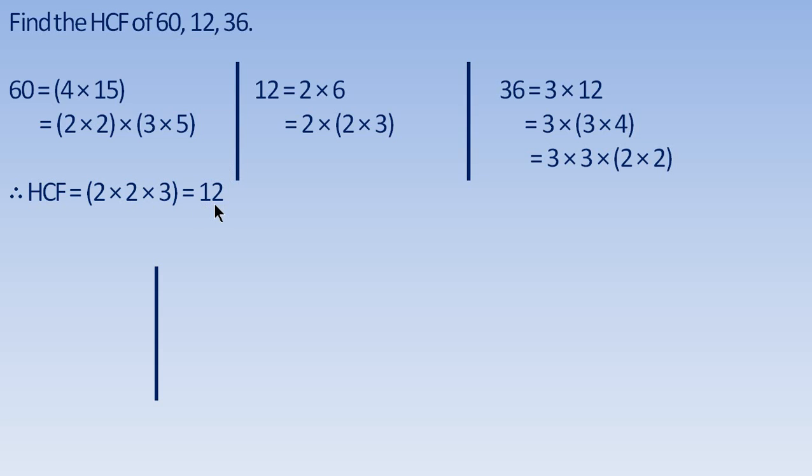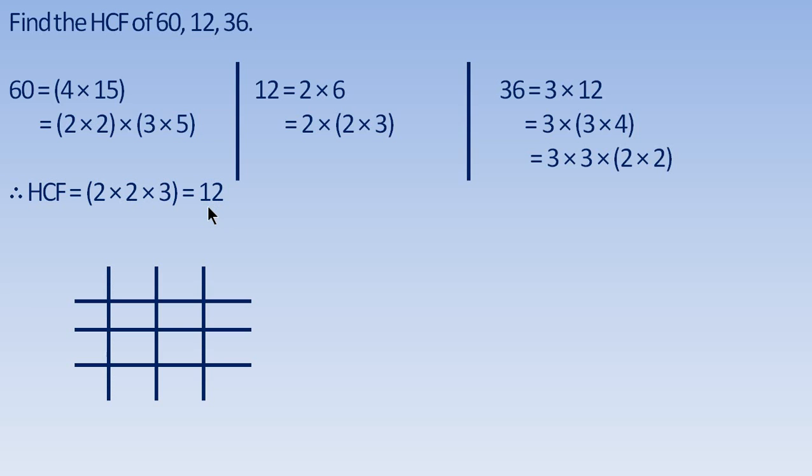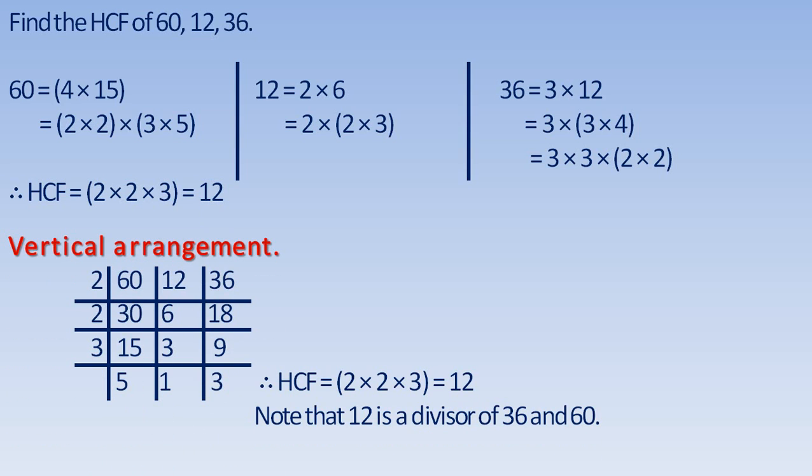Now what I have calculated is the horizontal arrangement. An example of vertical arrangement is just combining all the three numbers with the common factors, 2, 2 and 3. That means 2 into 2 into 3 is equal to 12. 12 is the HCF of 60, 12 and 36.